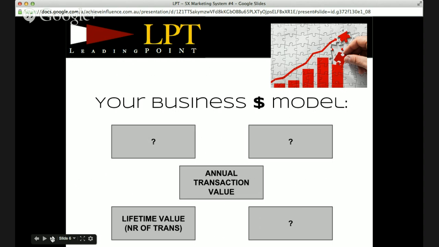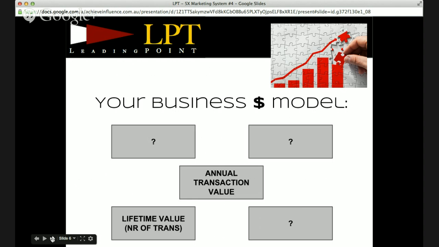And you obviously have a goal where you want to generate $250,000. That means that you're going to need 1,000 clients per year at $250 per client to generate $250,000 for your business over that 12 months.